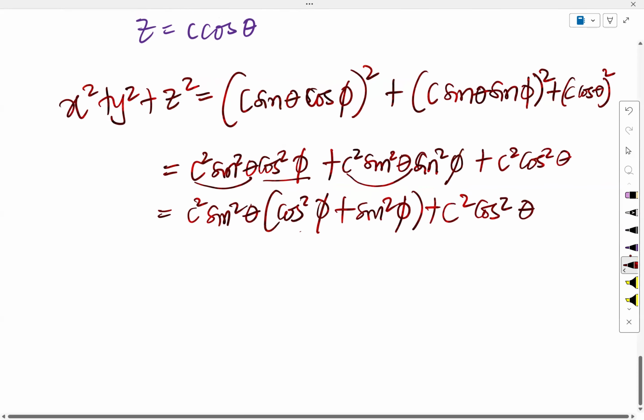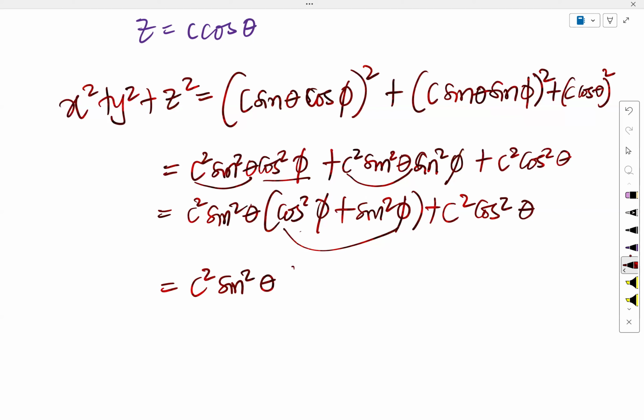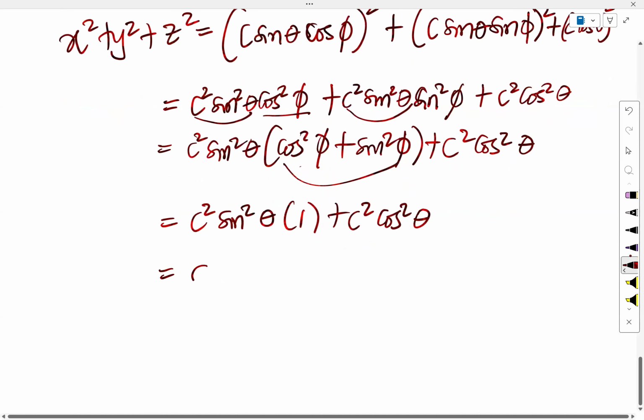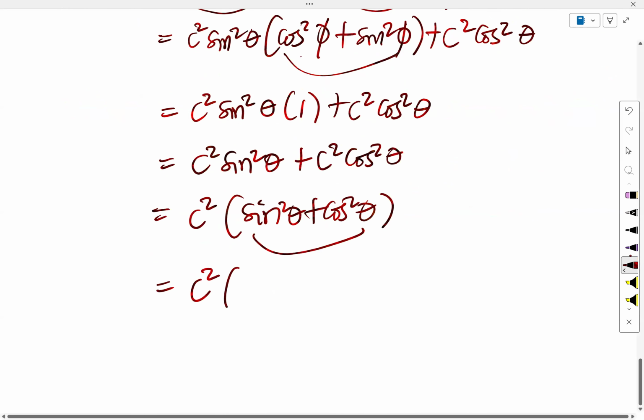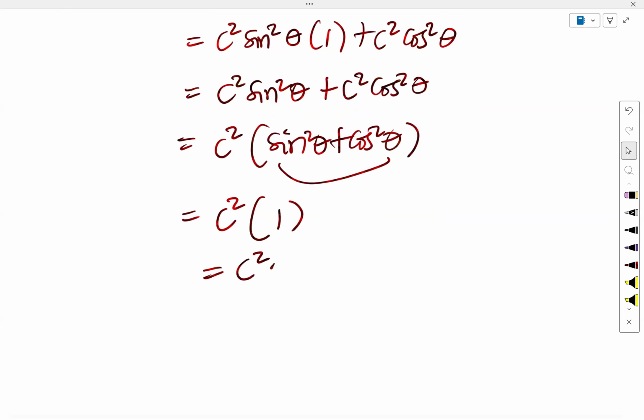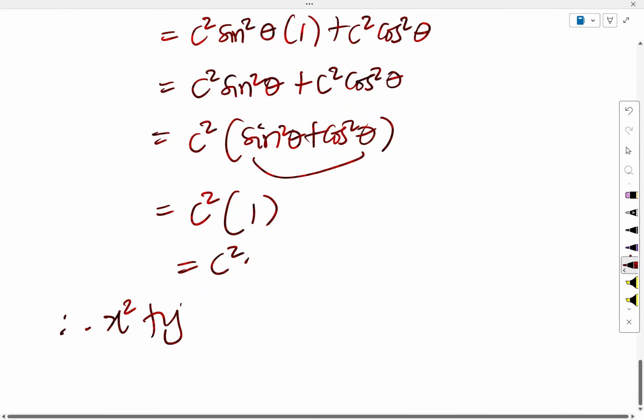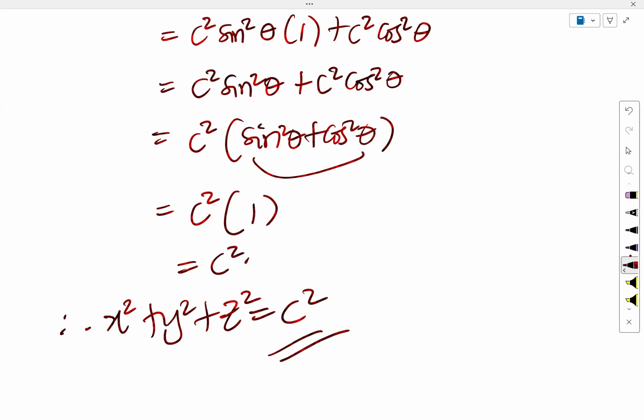Okay, so now this is automatically 1, as we know. So it means we just have c squared sine squared theta multiplied by 1 plus c squared cos squared theta. Don't mind me, I just like to go baby steps. So the next thing we have is c squared is common into sine squared theta plus cos squared theta. So sine squared theta plus cos squared theta is 1 again. So we have c squared into 1, of course, and that is simply c squared. So we can now say, therefore, x squared plus y squared plus z squared is equal to c squared, as expected.